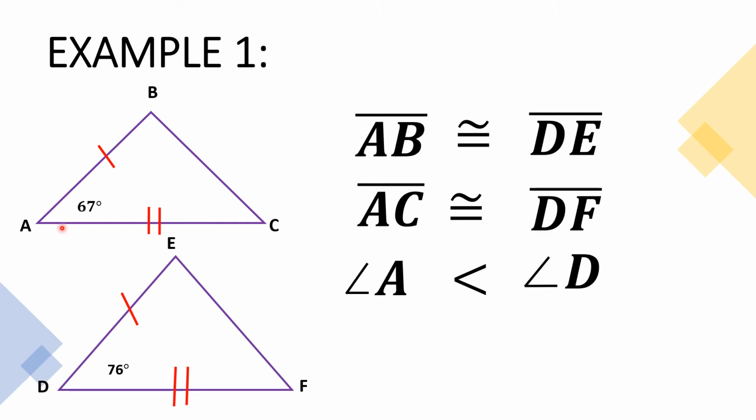So since si angle A is less than dito sa angle D natin, therefore, we can say na yung third side ng ating first triangle, which is side BC, is also less than the third side of our triangle DEF with angle 76. We have now side EF. Okay, so yung third side natin, side BC, is less than side EF. Okay?